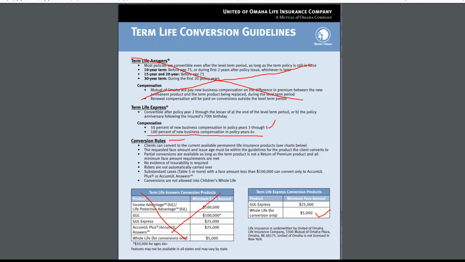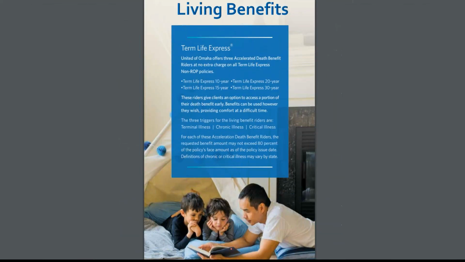Jimmy, anything you want to add about converting a policy? No. Okay, we'll move on. I'm just hoping the agents understand the difference between converting a policy and the client who takes the ROP and turns that into a paid up policy.